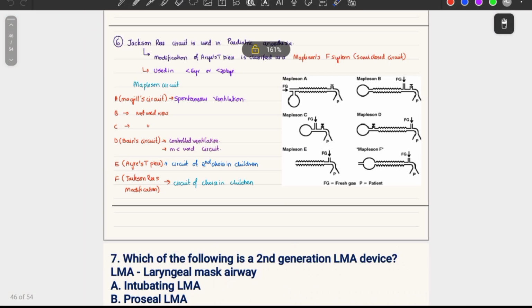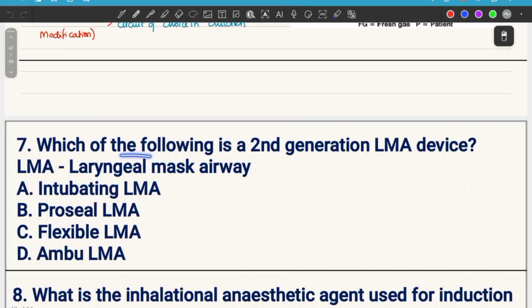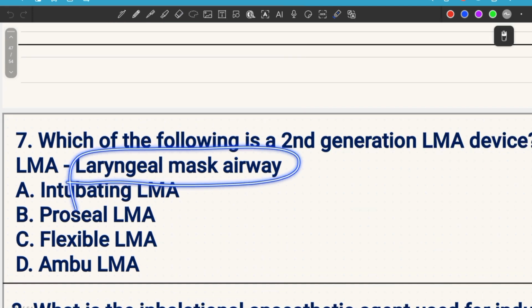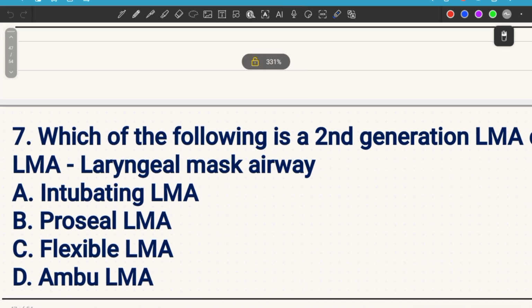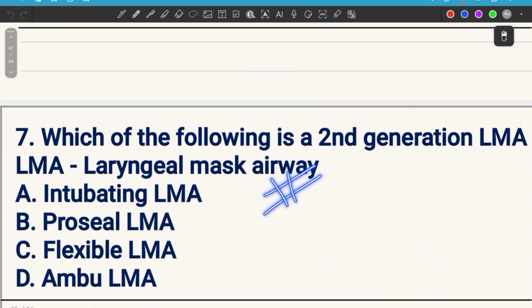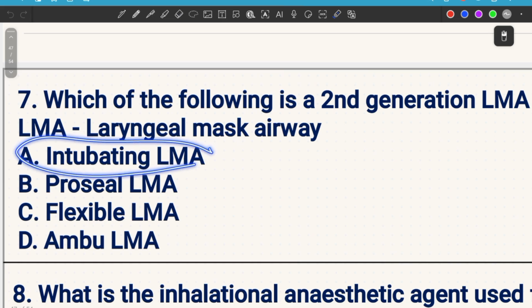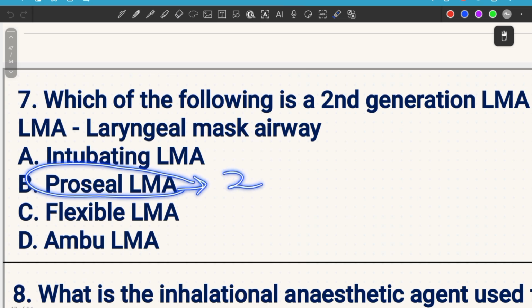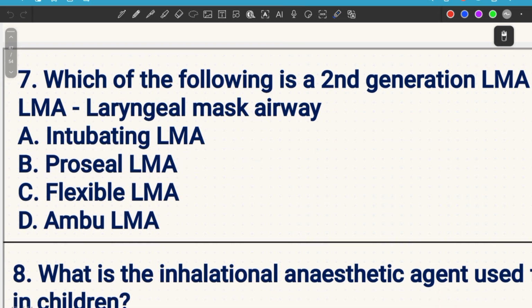Seventh question. Which of the following is a second generation LMA device? LMA is what? Laryngeal mask airway. This question is a repeat question but a twisted PYQ. Intubating LMA is first generation. ProSeal is second generation, which has a drain tube. Do you remember the picture? Let me show you, okay?